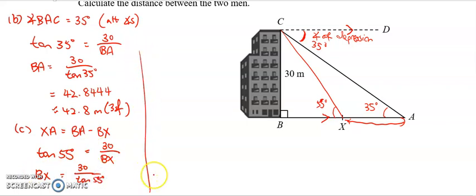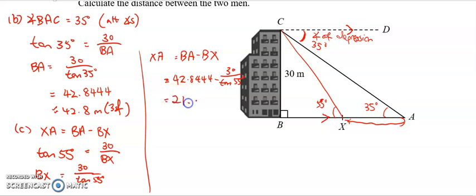So we continue to find XA. We use BA minus BX. We have already gotten BA in part B of this question, 42.8444, subtract 30 over tangent 55. We get 21.8382. Rounding off to 3 significant figures, 21.8 meters.